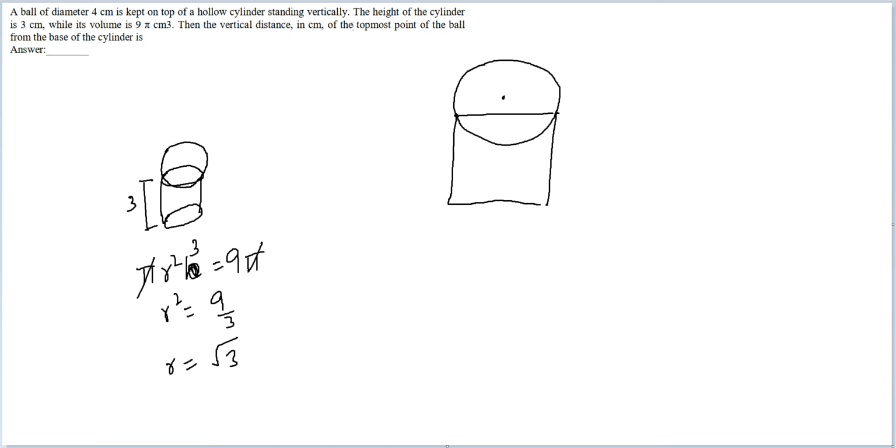Then the vertical distance in centimeter of the topmost point of the ball from the base of the cylinder is this much, which is 3, and because the radius of the ball has been given to me as 2, diameter has been given to me as 4, this entire thing for the ball is equal to 4. I have to find out the measure of this much length. So if this length is a, my answer should be 4 plus 3 minus a. This is what I'm after.